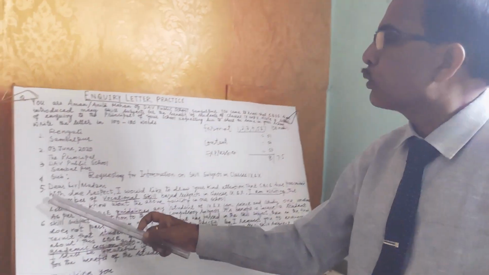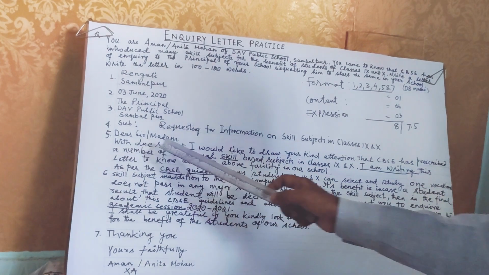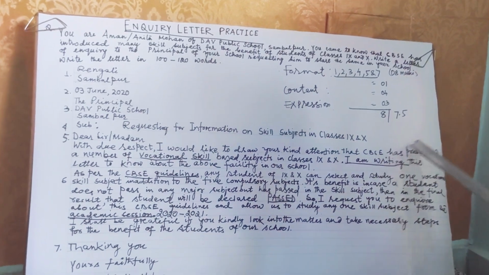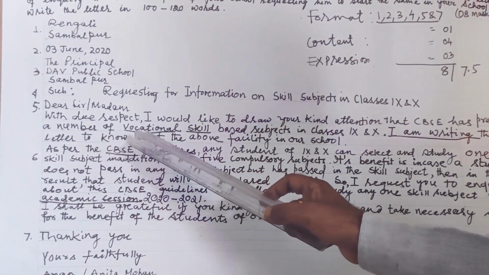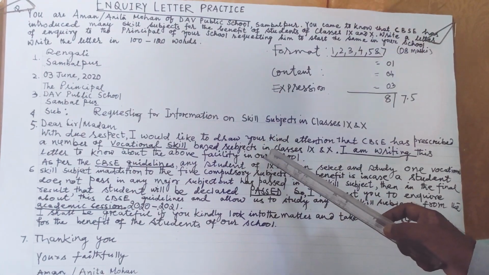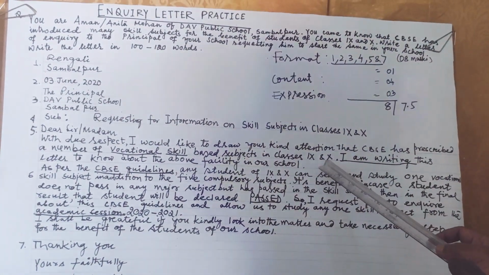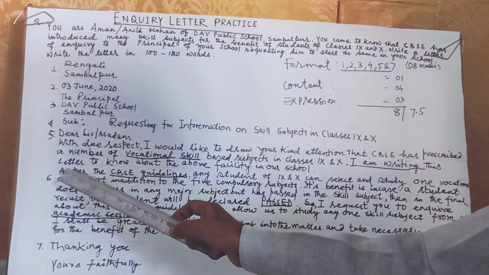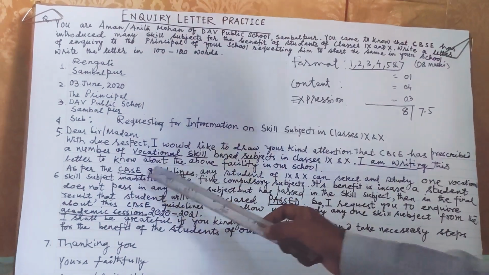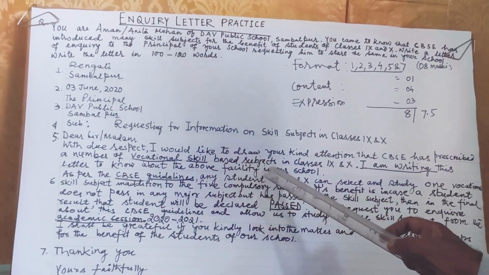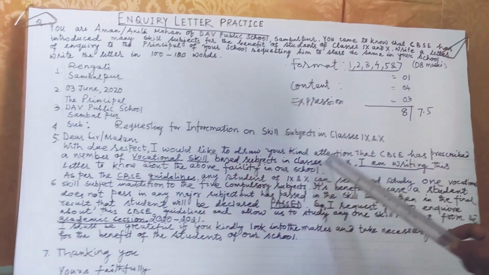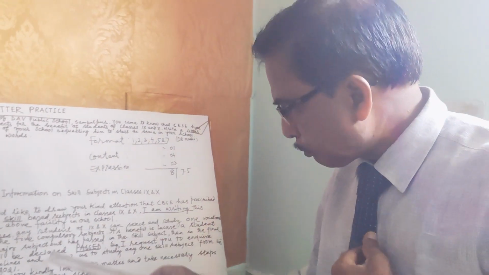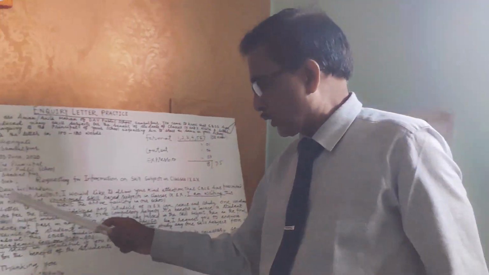Let's look at the first paragraph. With due respect, I would like to draw your kind attention that CBSE has prescribed a number of vocational skill based subjects in classes 9th and 10th. Here comes the aim. I am writing this letter to know about the above facility in our school. Now students, I have made clear our aim for writing this particular letter. We want information.